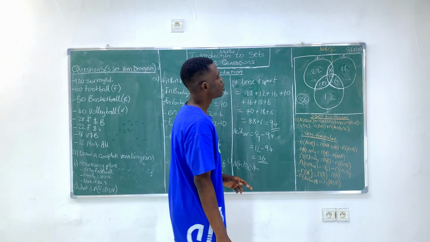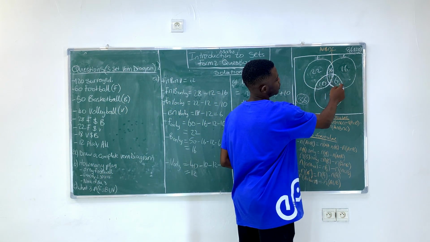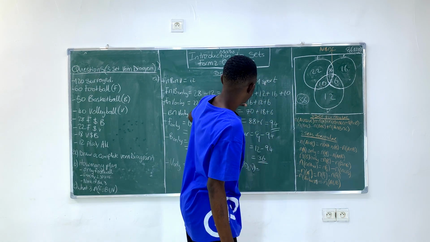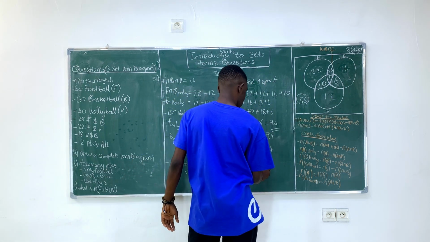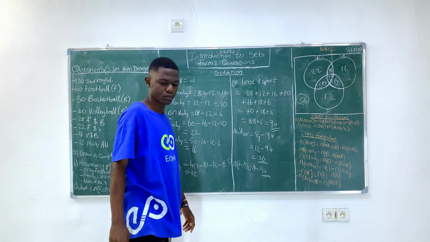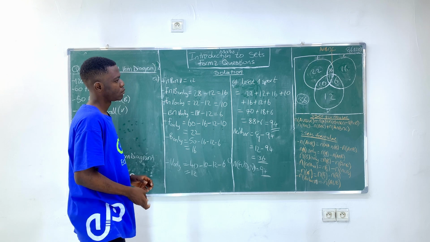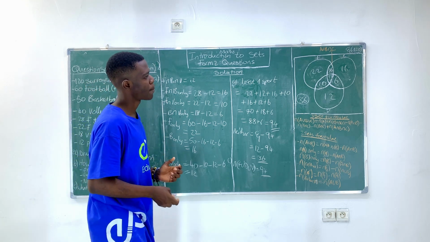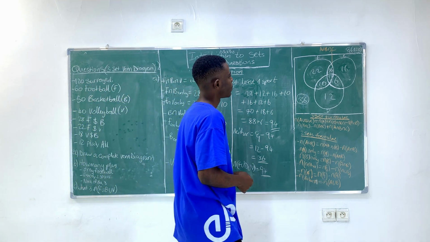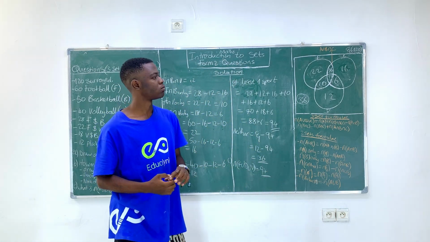So they ask you what is the number of people that do every sport. You just add up this plus this plus this plus this plus this plus this plus this. That's what we did here and it gave us 94. So that is 94. And that is all for this question.